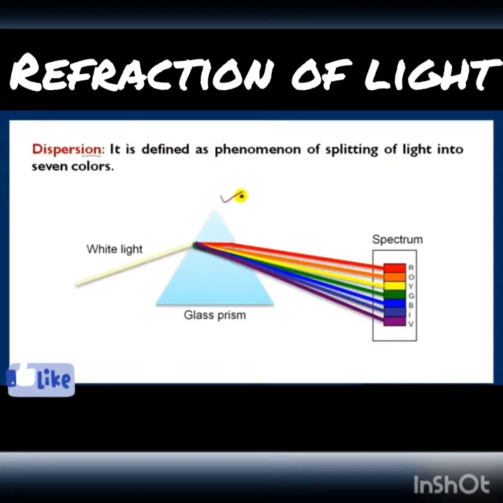Now what is dispersion? It is defined as the phenomenon of splitting of light into 7 colors. So here you can see when a white light enters inside the prism, the light rays get refracted, and then a spectrum of light, 7 colored light, can be obtained. The 7 colors are in this order: VIBGYOR, violet being at the endmost, indigo, blue, green, yellow, orange and red.